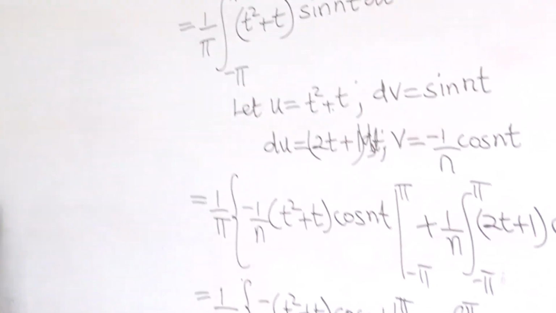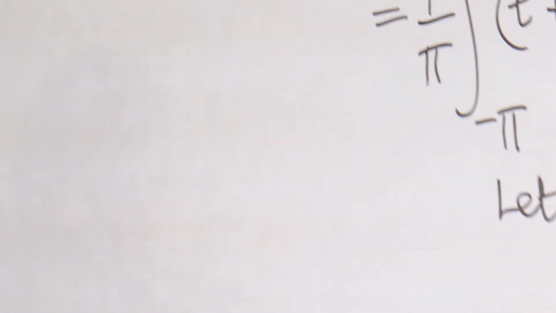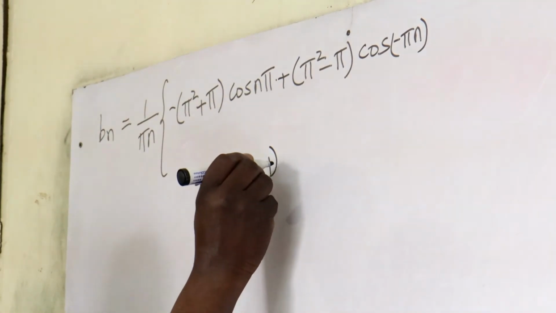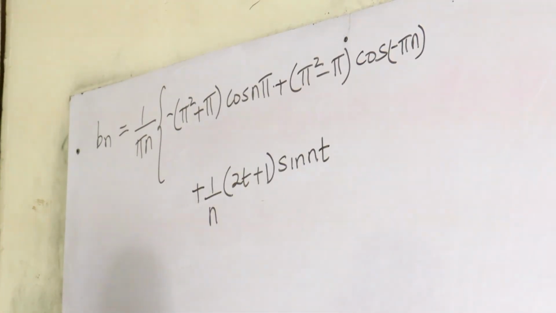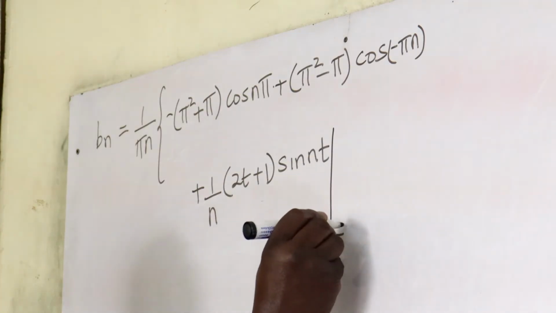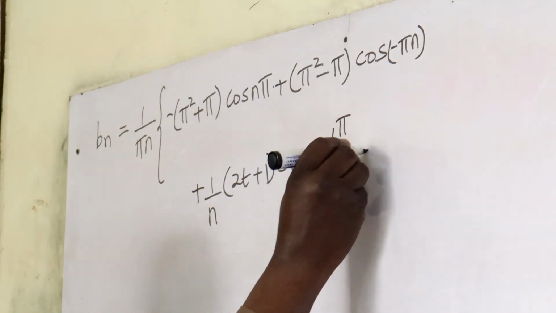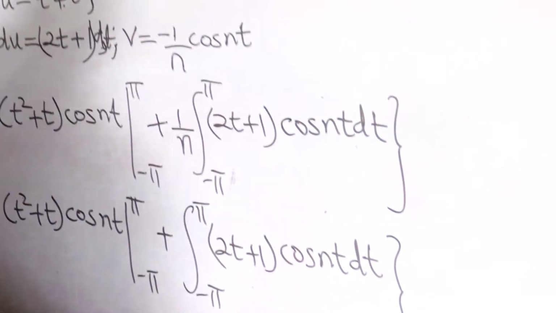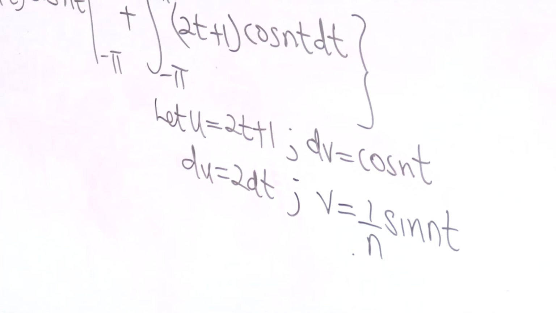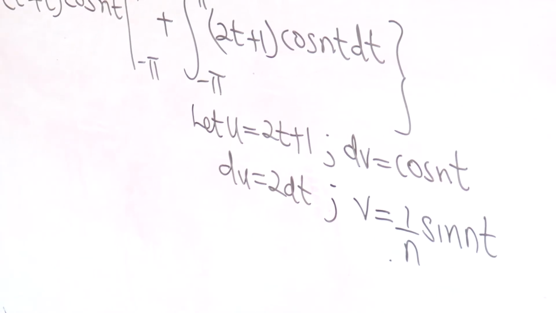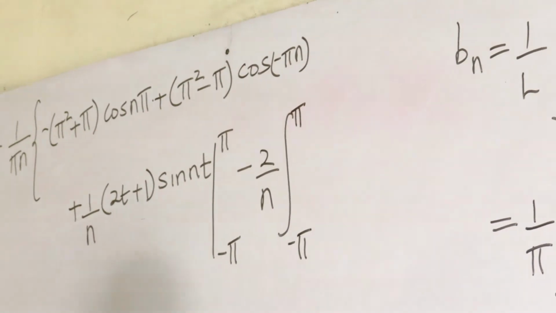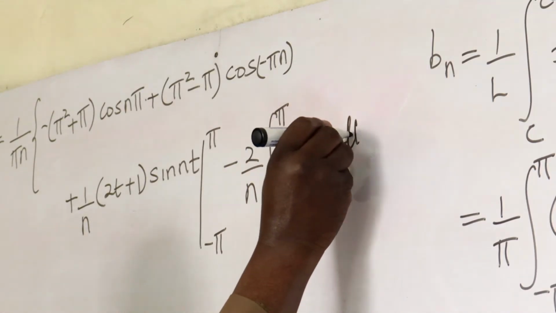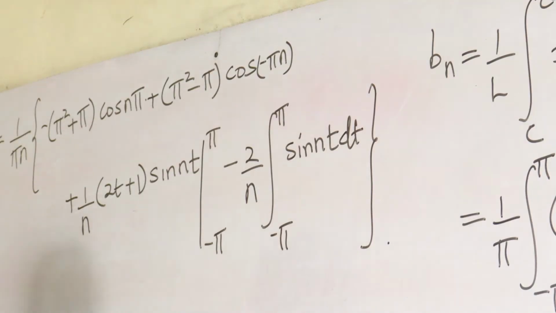We go to that one. We say plus uv, which is plus 1 all over n. Our u is 2t plus 1, now multiplying sine nt from v, then we have from minus pi to pi. Minus from integration by parts, du has got a 2 and v has got 1 all over n, which is a constant. So I will say minus 2 all over n, the integral from minus pi to pi. Then what I remain with is sine nt dt. And now we have closed that major bracket.